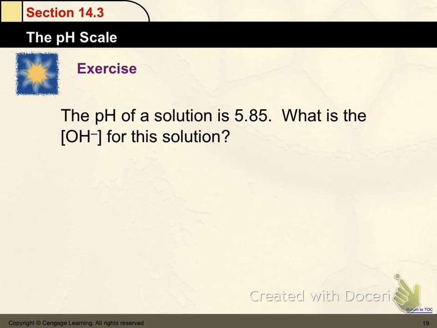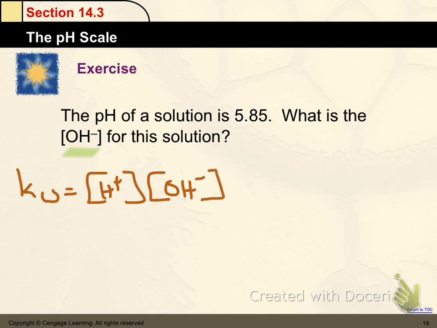Okay, let's do one more. The pH of a solution is 5.85. What is the hydroxide ion concentration for this particular solution? So again, if we're given pH, we probably have to get that back into pOH, and we're looking, at the end of the day, for that guy. So I think what I'm going to first think of in my head is, well, I know Kw equals the H plus concentration times OH minus. So if I want OH, I'm going to need this guy, and I know that guy.